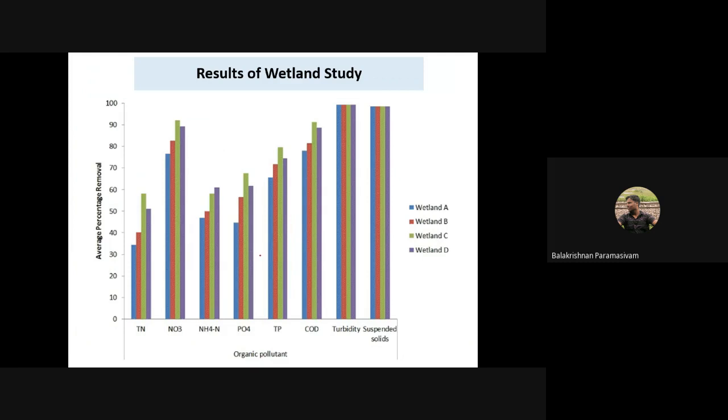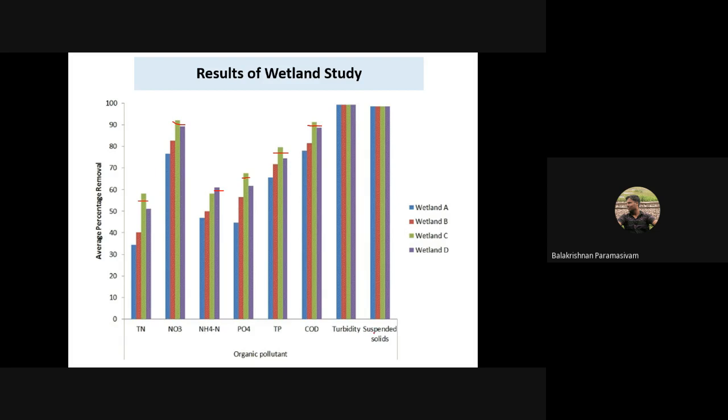If you see the results: total nitrogen, nitrate, ammonia, phosphate, ammoniacal nitrogen, total phosphorus, COD, total suspended solids, across wetland A, B, C, D. Total nitrogen removal is very high in wetland C. Nitrate is high only in wetland C. Ammoniacal nitrogen is high in wetland D. Phosphate removal percentage is very high in wetland C, and total phosphorus is also very high. COD removal is also highest in wetland C.